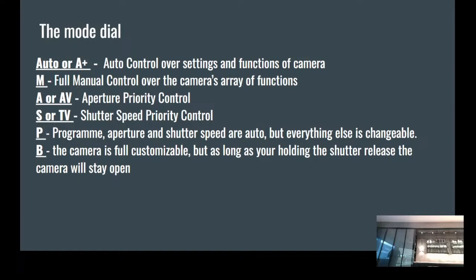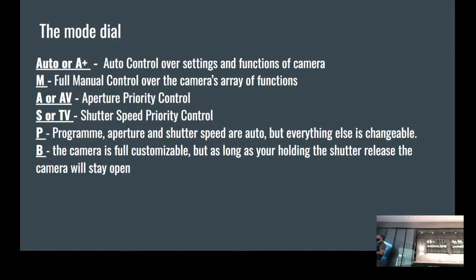M is for full manual. That's full manual control over the camera's array of functions. You dictate every last little bit of what your camera is doing, up into the ISO, to the f-stop, to the aperture, to your focus area, even to your, let's say, lighting or exposure compensation, to all of that is being controlled within full manual.